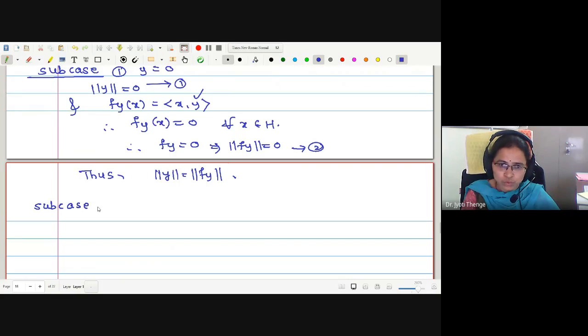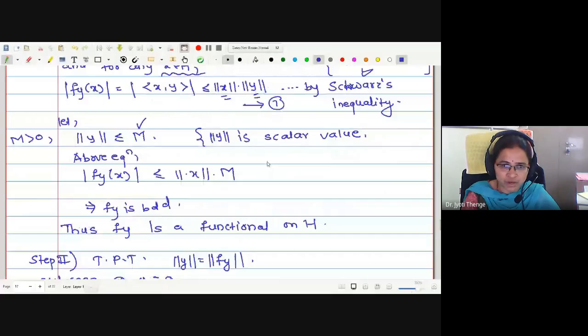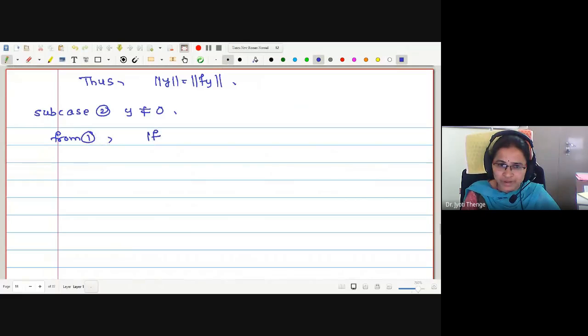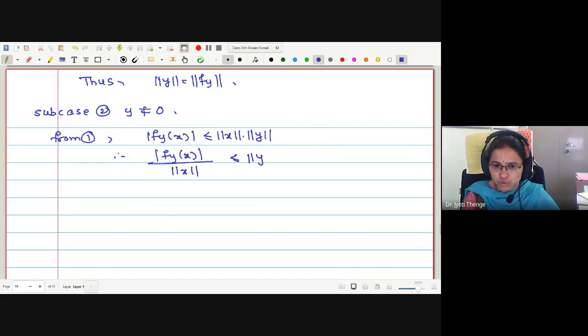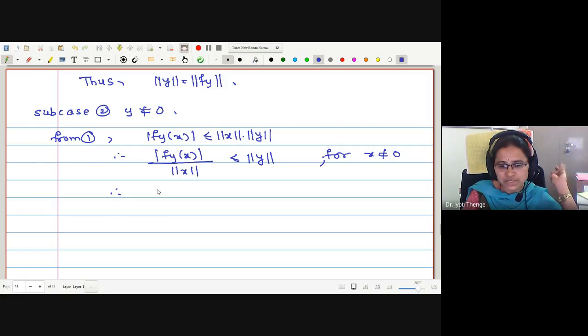Now we will consider subcase 2, for y not equal to 0. Now from statement 1, mod of fy of x is less than or equal to norm x into norm of y. Therefore, we will just write mod of fy of x upon norm of x is less than or equal to norm of y for x not equal to 0. Now what we will do? We'll try to form norm of fy. What is the definition of norm of fy? Yes, operator norm.